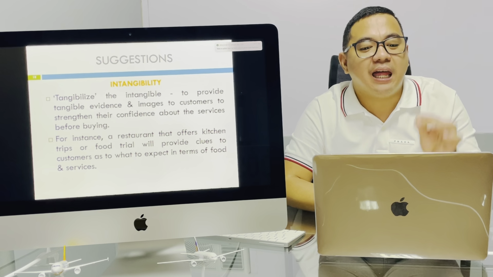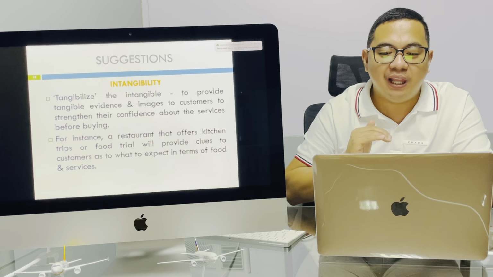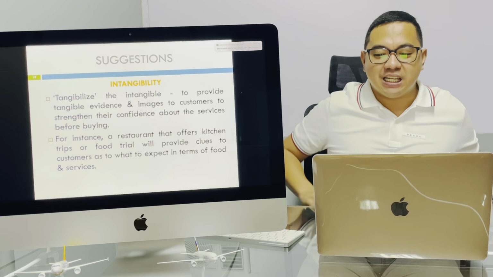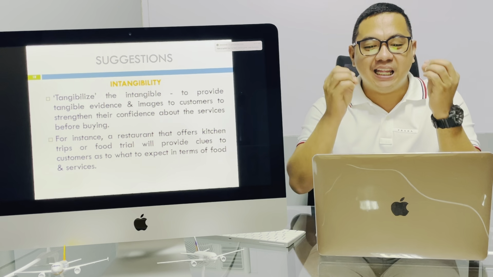Intangibility: tangibilize the intangible, to provide tangible evidence and images to customers to strengthen their confidence about the services before buying. Amo na nga i-try mo nga makaubra sang something na pwede makita or matouch sa customer even though you are selling an intangible product.